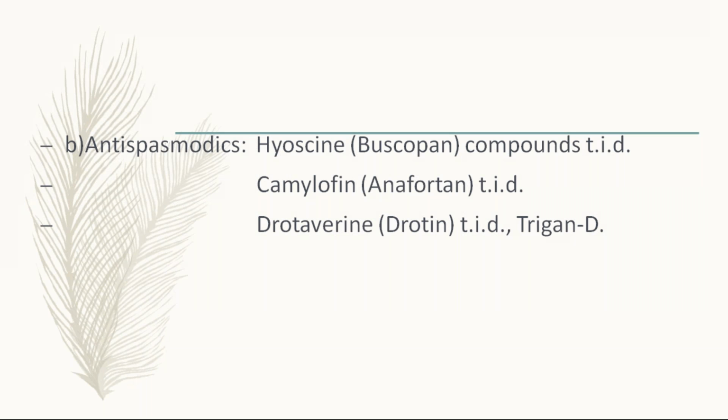Coming to antispasmodics: hyoscine, also known as Buscopan, and drotaverine. We generally don't use these drugs routinely. First, we try mefenamic acid. If it doesn't subside, then we go for these second-line drugs.